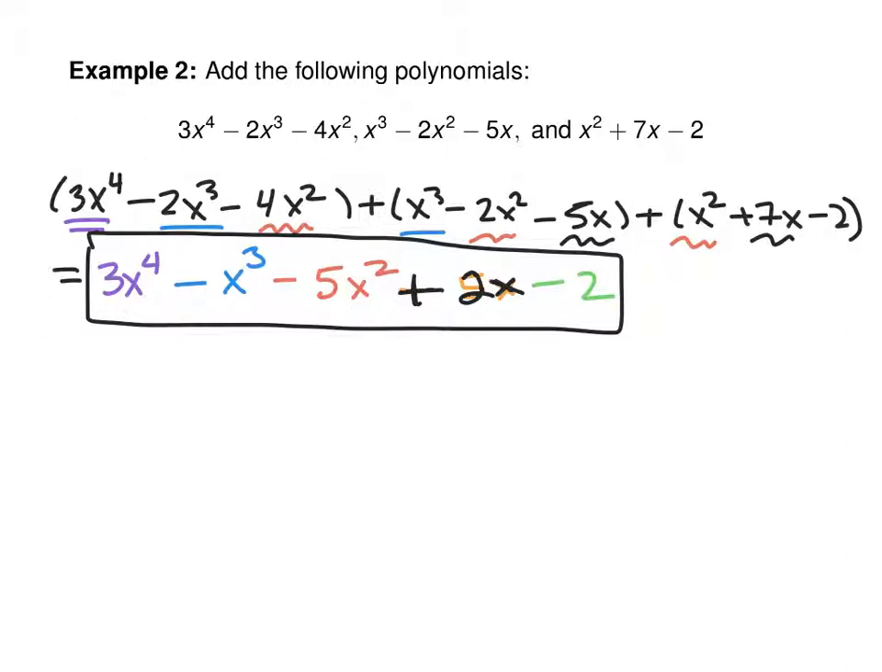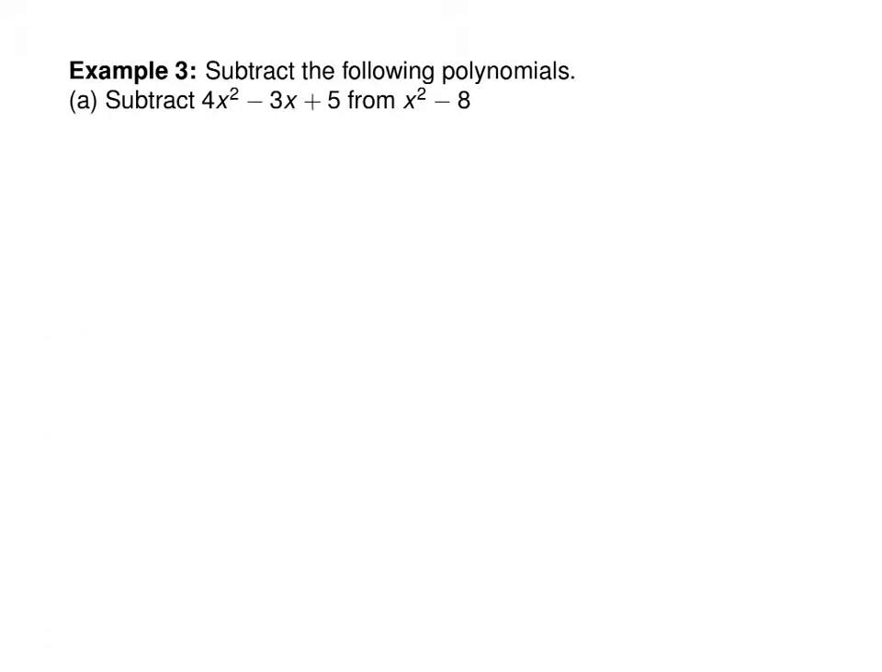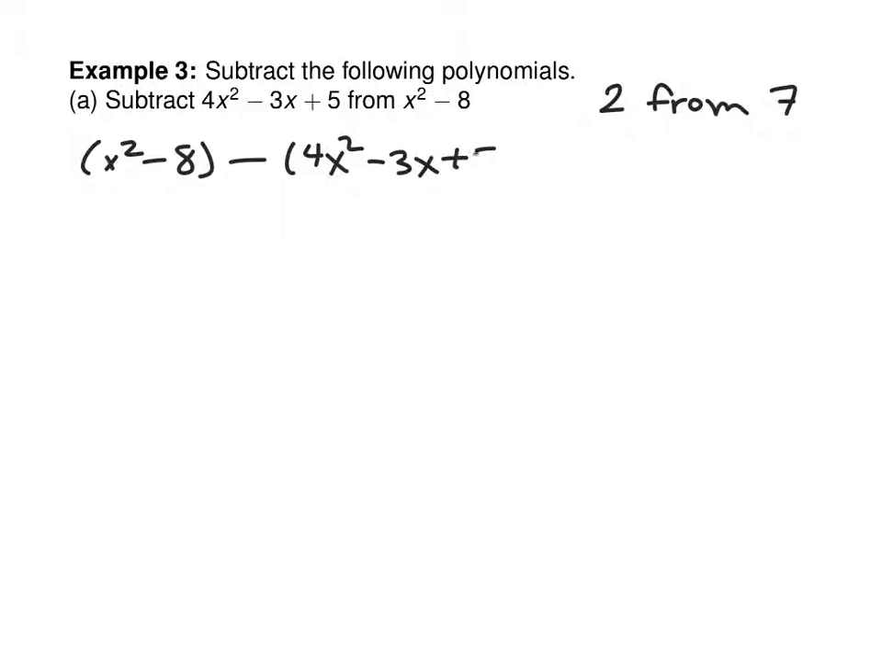Okay, great. Now subtraction is a bit more tricky. The first tricky thing is figuring out what order this is. It says subtract 4x squared minus 3x plus 5 from x squared minus 8. So who's first? x squared minus 8 is first. Does that make sense? Think about numbers: take 2 from 7 is 7 minus 2, right? So this is x squared minus 8 minus (4x squared minus 3x plus 5). So that's tricky thing number 1.